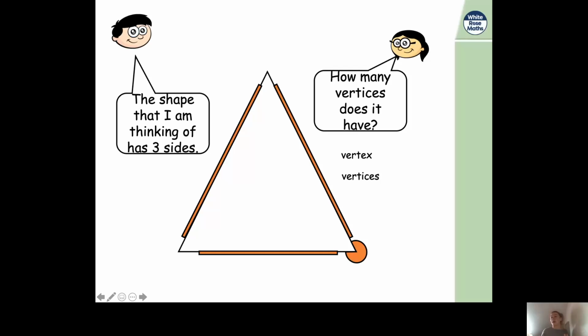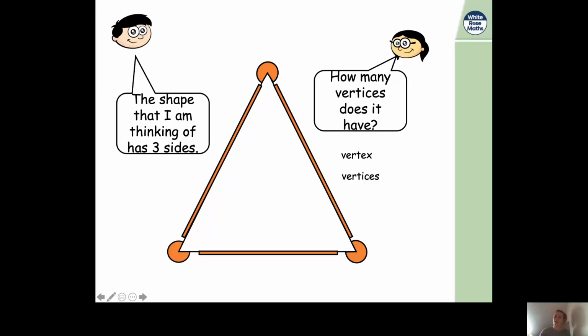So let's keep counting and find out how many vertices we have. We have our first one, our second, and another one. So we have 3 vertices: 1, 2, 3. So our triangle has 3 sides. Yes, it does, but it also has 3 vertices.